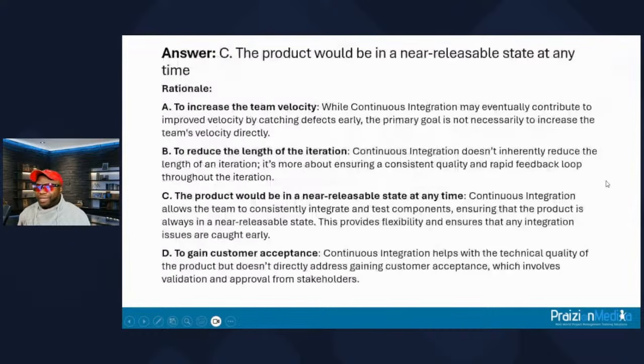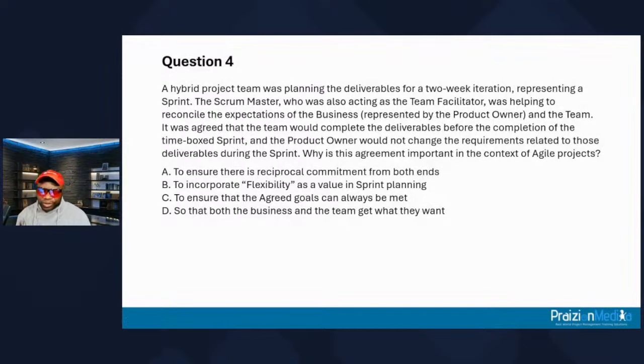Here are the rationalizations. Again, hit the pause button if you want to go through each one in detail. But the one you want to focus on is continuous integration allows the team to consistently integrate and test components, ensuring that the product is always in a near releasable state. This provides flexibility and ensures that any integration issues are caught early. Let's go to our next one. Question 4.